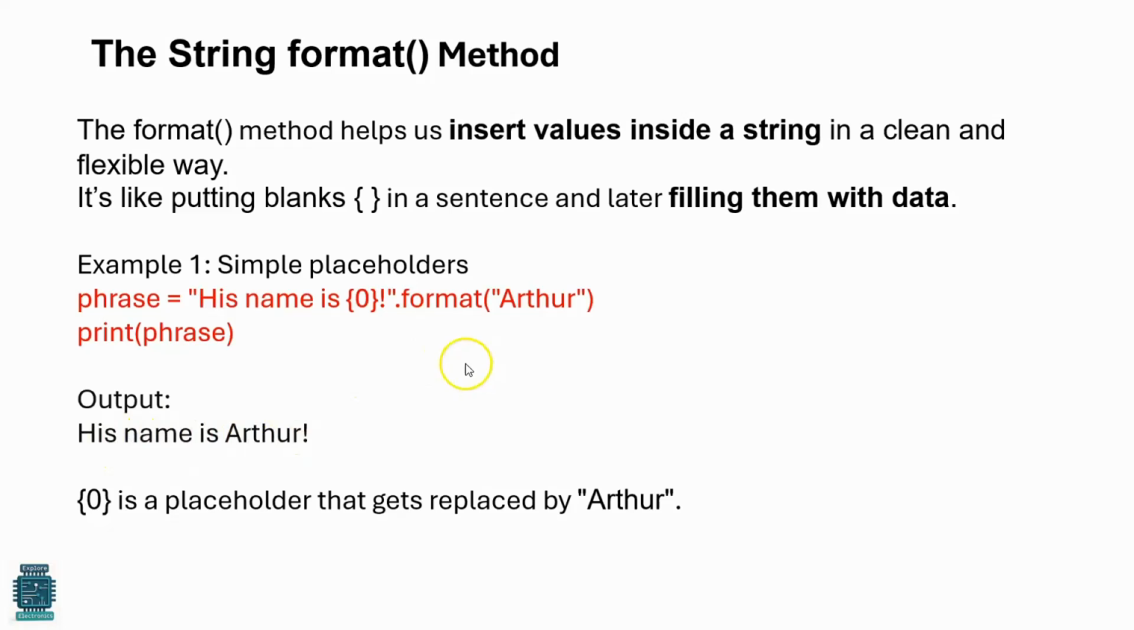Let us see more examples for better understanding. Here the {0} is the placeholder that gets replaced by Arthur. 0 is replaced by Arthur because I am using dot format Arthur. Whatever is there inside the format method, it will replace that 0. Got it? Very clear? The format method. Let us see even more examples.